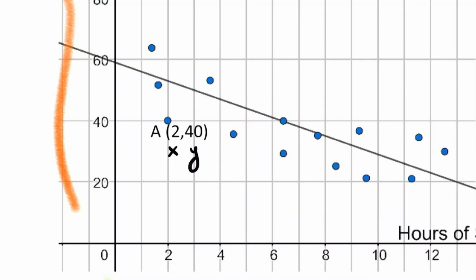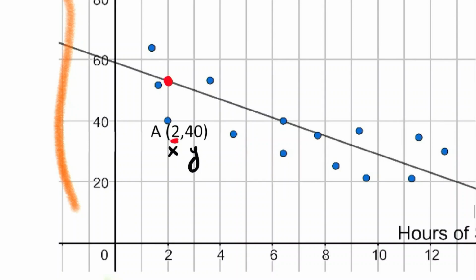And a residual is the difference between what the model predicts and this individual. Right here, I'll put a red dot. This red dot represents the y value that's predicted for this x value of 2.